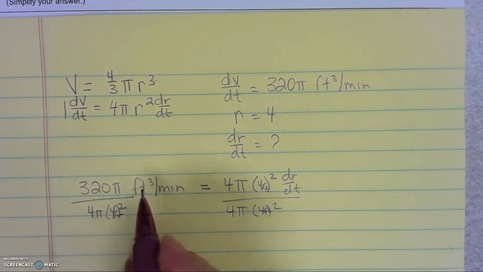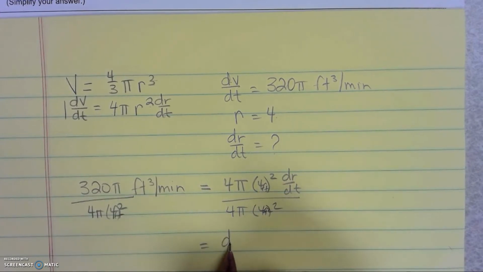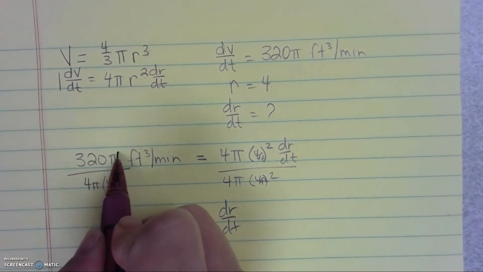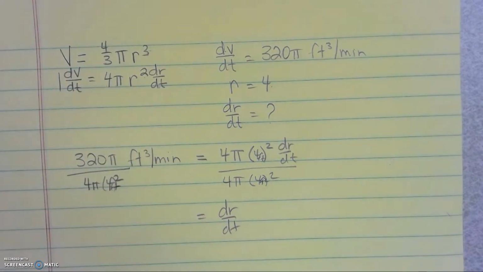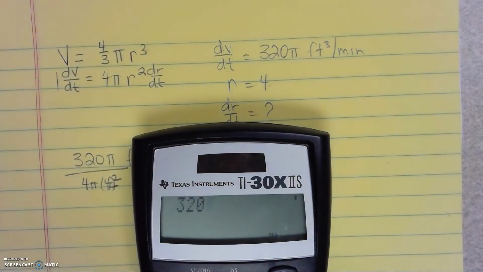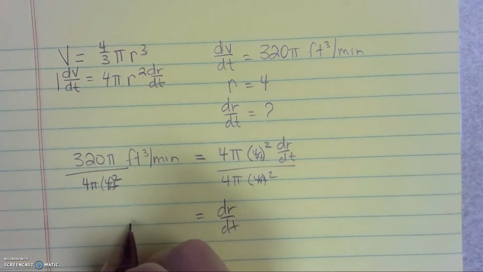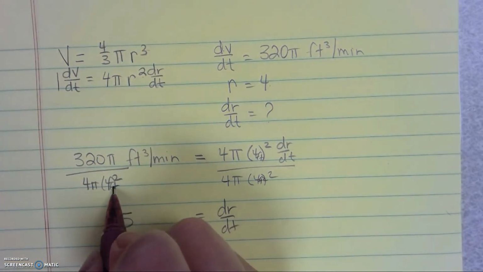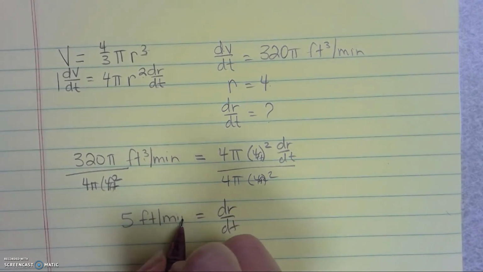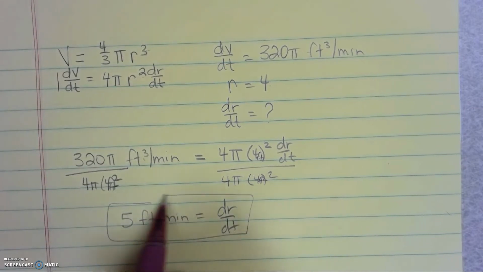Alright, so if I simplify this out, I'll have dr dt equals, the pi's should divide out, and then I'm going to take 320 and divide it by 4 times 4 times 4. So that'll be 4 cubed. Gives me an answer of 5. This is feet squared, this is feet cubed, so that leaves me feet per minute as my answer.